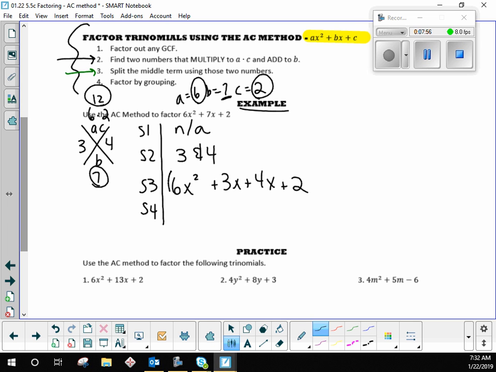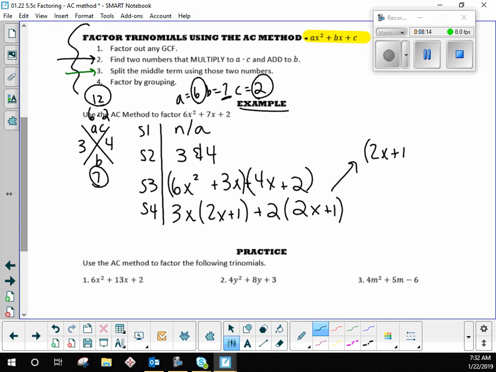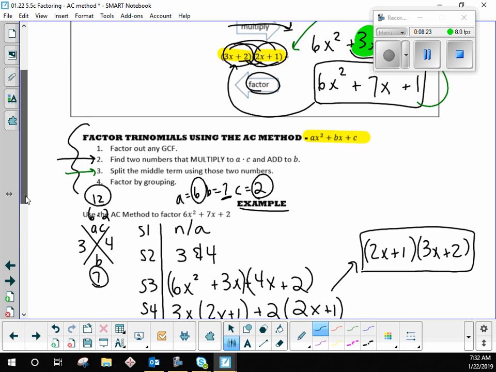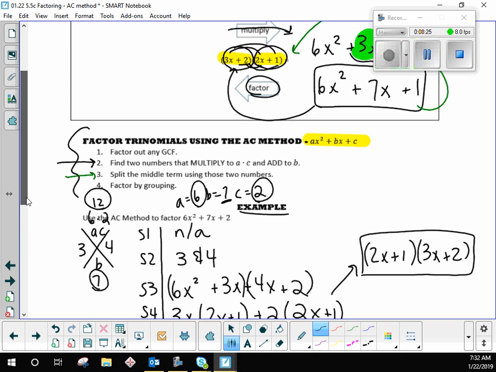Okay, so I factor by grouping. I group these. Now the first group has 3x in common. And the second group has a 2 in common. The GCF of both groups is 2x plus 1. And then we have 3x plus 2. Okay, which is exactly what we knew we needed, because that's what we started off with in the example problem.